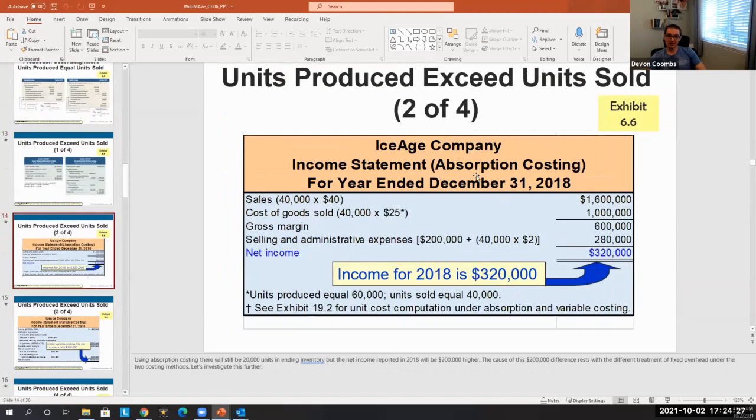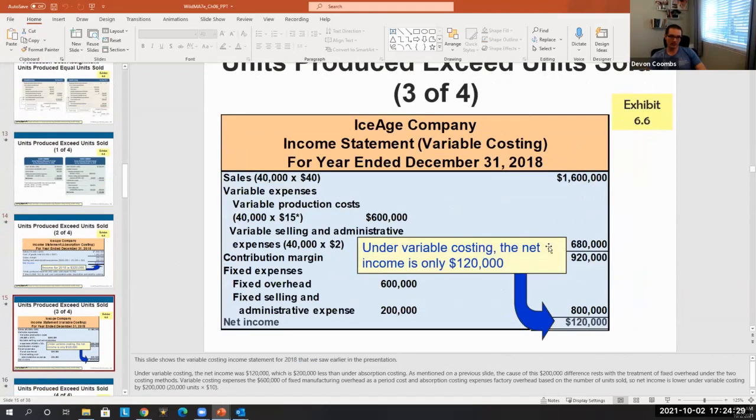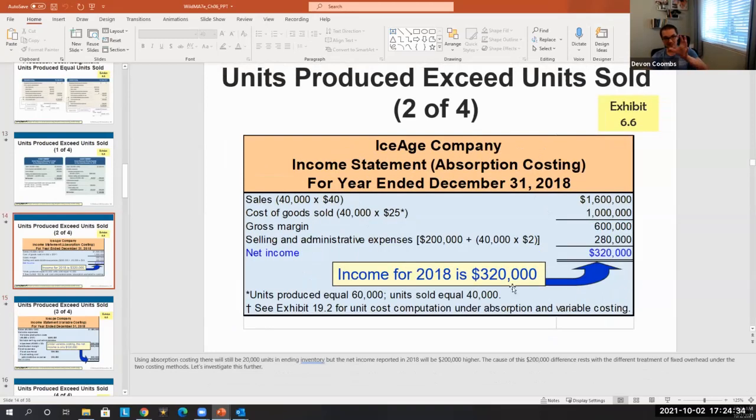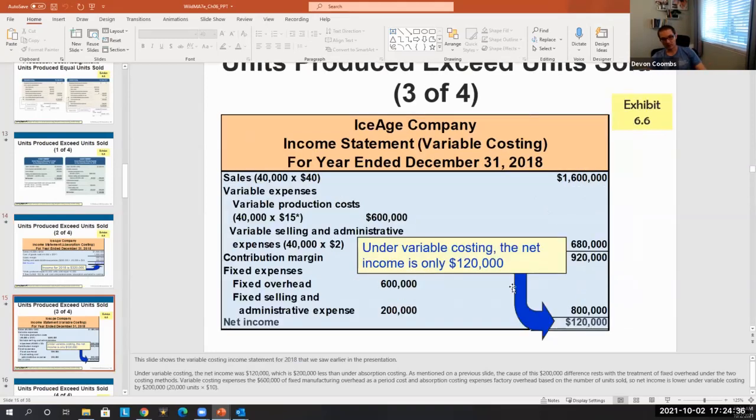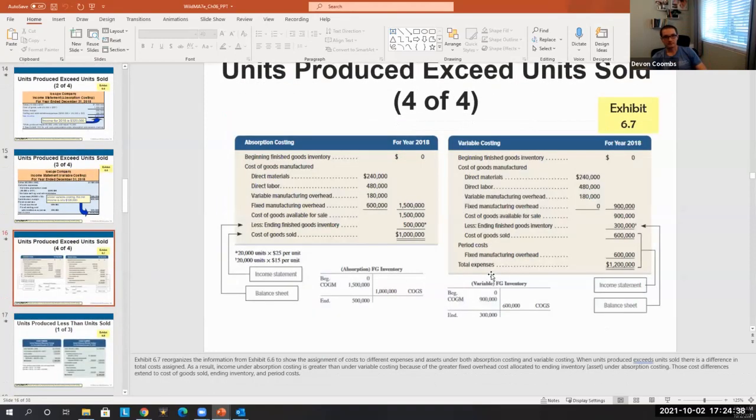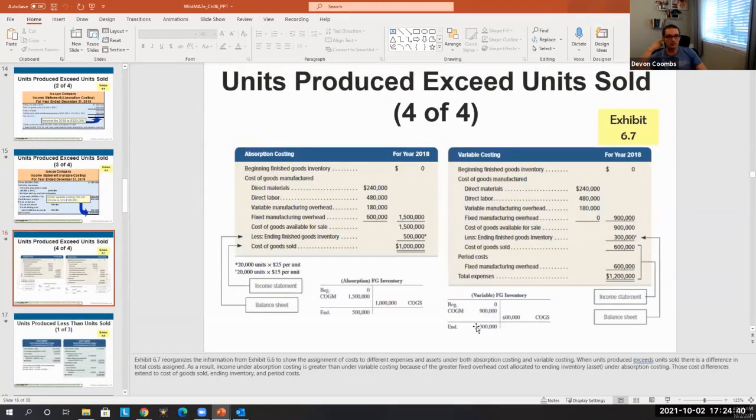Income for 2018 under the absorption method, we get 320,000. Well, under the variable method, we get 120,000. It's because of that adjustment of fixed costs that are hiding in inventory under the absorption method. So that's just this comparison. That's what it's showing, right? Under the absorption costing method, we have this additional 500,000 of finished goods inventory, or that difference in cost of goods sold is really hiding in that finished goods inventory. And it's just that fixed overhead.